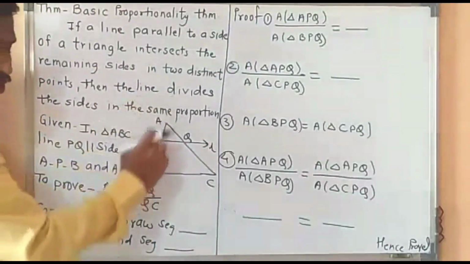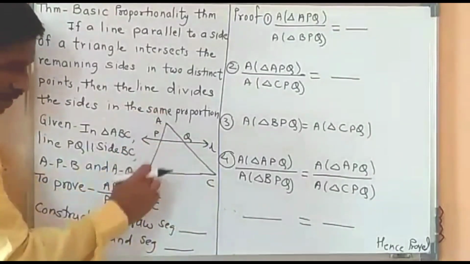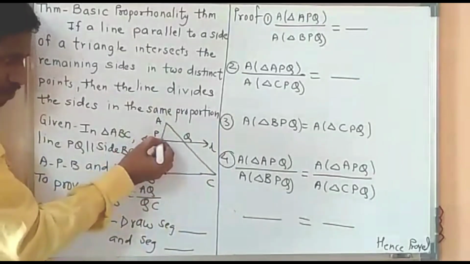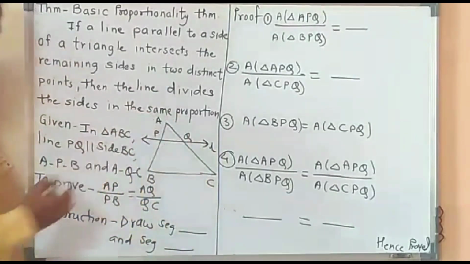First, we'll draw one triangle. Suppose triangle ABC is given. This is line L, which intersects AB in point P and AC in point Q.